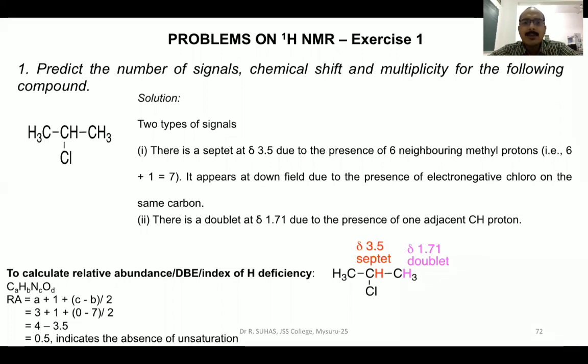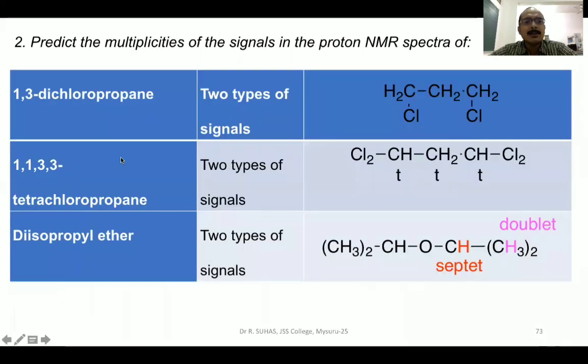Why do we need double bond equivalence, or what is the significance of calculating DBE? We can know how many unsaturations are there, and also we can know if at all there is any ring system present in the compound. That we can easily predict by using the double bond equivalence. We will move to the next set of questions.